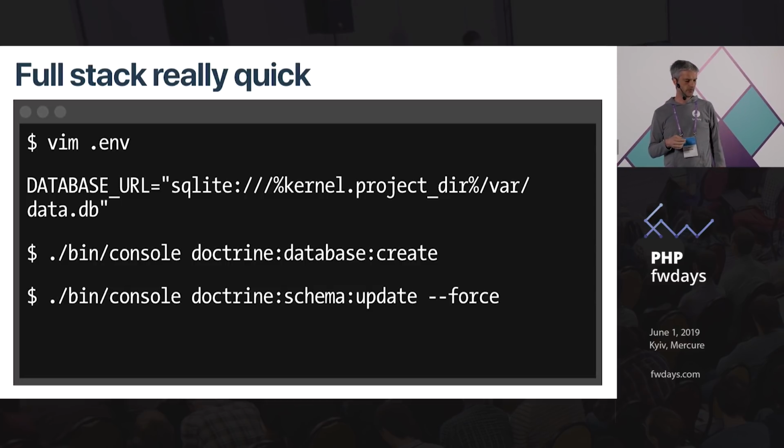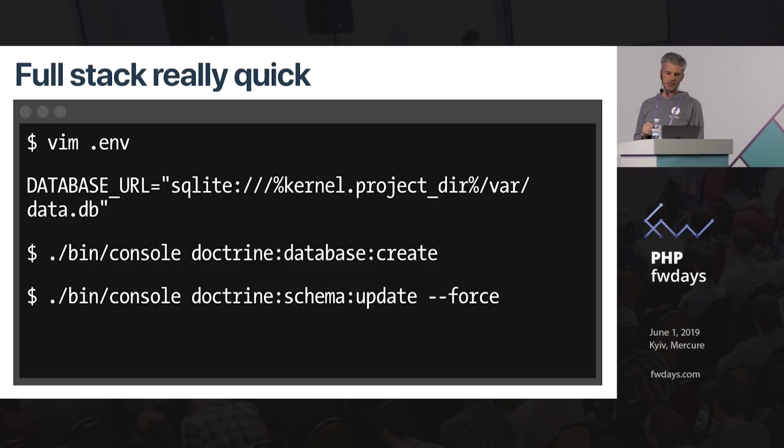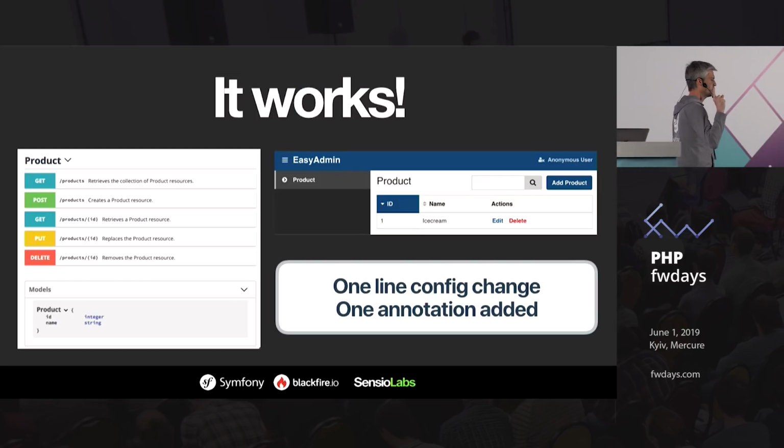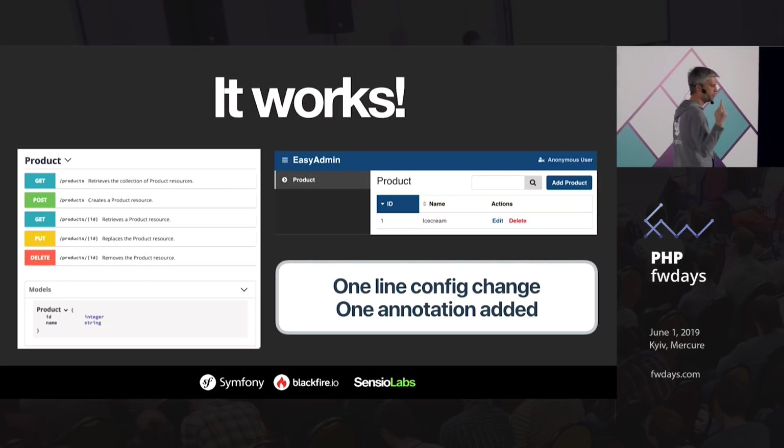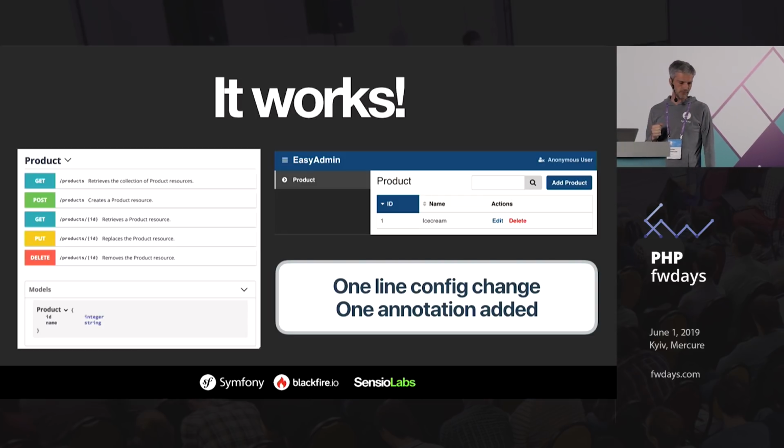Then I'm going to create a database and update the schema. I could have used a migration here as well. It would not have been that complex. That's all. So remember, I have required one command to require ORM, admin, and API. One annotation added, that's not the case anymore, and it works. You have an admin and you have an API.